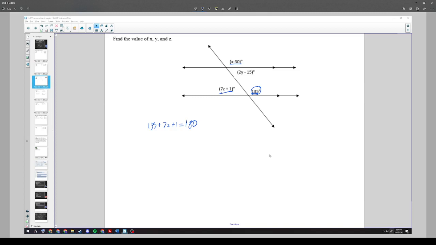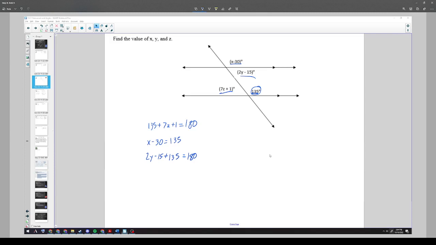Likewise, I could start with these 2 because they are corresponding. So I know that x minus 30 equals 135. Lastly, then, once I know that, I could say those 2 are a linear pair, or since these 2 are consecutive interior, I could add them up to make 180. And say 2y minus 15 plus 135 equals 180. So I end up with 3 completely independent equations here to solve for my 3 variables.